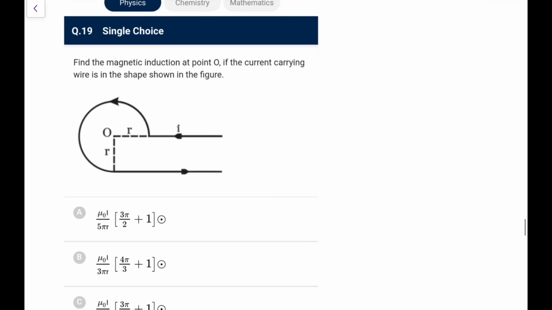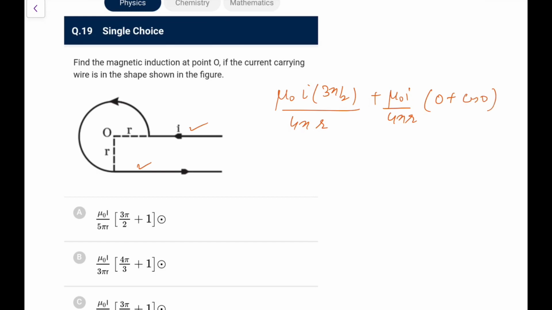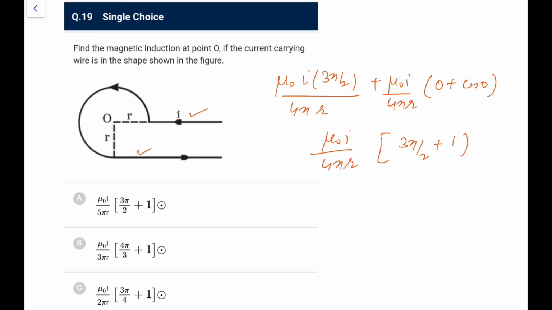Next, find the magnetic induction at point 2 if the current in the wire is given. First of all, the field due to this wire is 0. Due to this arc it would be mu naught I into theta, theta is 3 pi by 2, upon 4 pi r, and the sense of all is the same. Plus, due to this wire it would be mu naught I upon 4 pi r times (cos 90, which is 0, minus cos 0, which is 1). So what you have is mu naught I upon 4 pi r, I can take it as common, it would be (3 pi by 2 plus 1), and the direction you can make out as coming outwards.